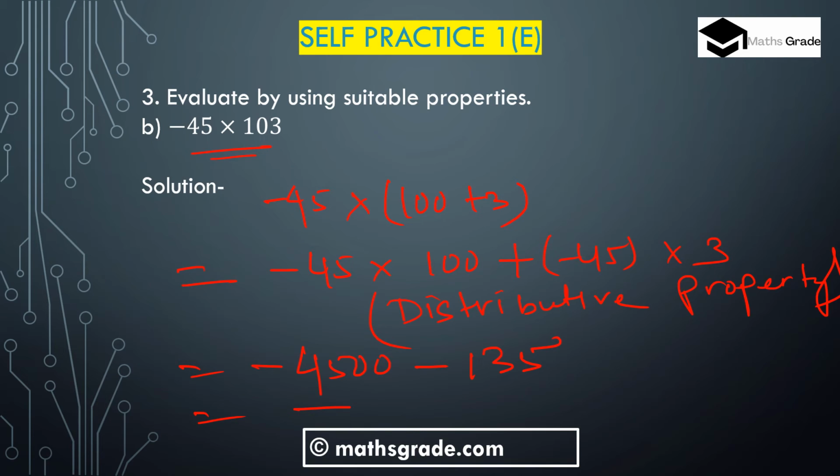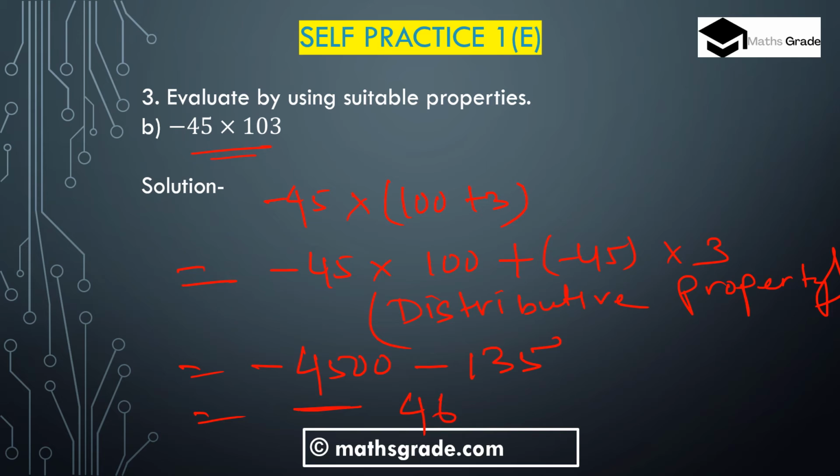Now minus minus. When we add two numbers with the same sign, we have to write down that same sign. So minus minus is minus. This is for addition. When we add two numbers with equal sign, then that same sign we have to use. So minus, and 4500 plus 135 will be 4000.